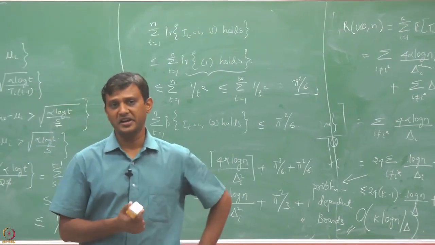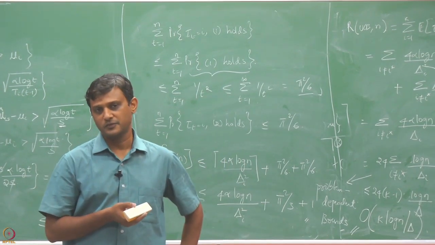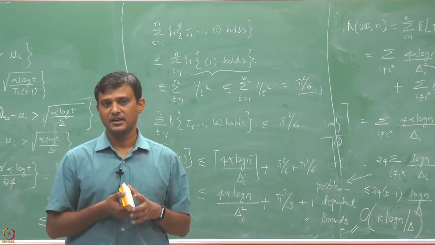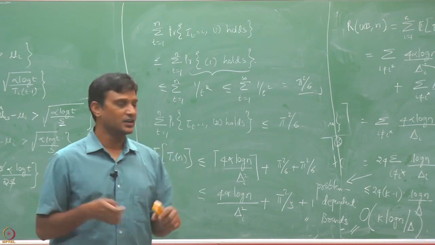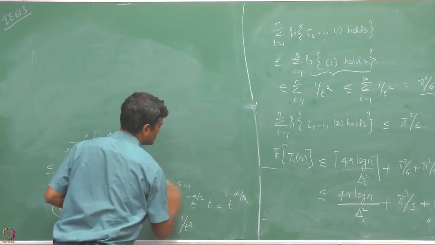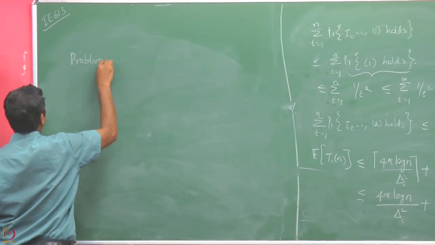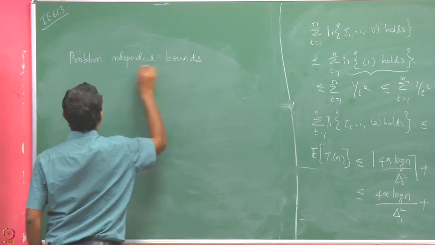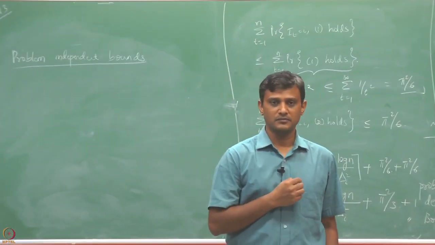Now you may be interested in knowing: this bound is logarithmic in n, but it is expressed in terms of problem specific constants. What if I do not know the underlying problem instance, and I want a bound which holds uniformly across all problem instances? Such bounds we are going to call problem independent bounds. Now, how do we get a problem independent bound? That is a bound which holds irrespective of your problem instance.